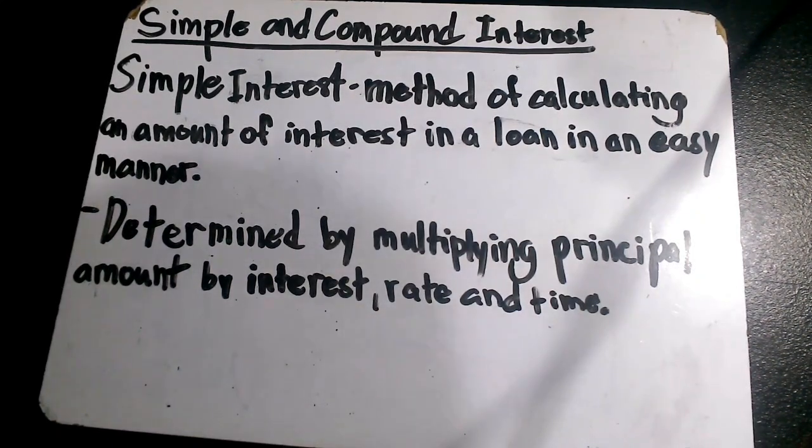The topic for today is simple and compound interest. First, let us understand and define what a simple interest is. Simple interest is a method of calculating an amount of interest in a loan in an easy manner. Simple interest is determined by multiplying the principal amount by the interest rate and by time.